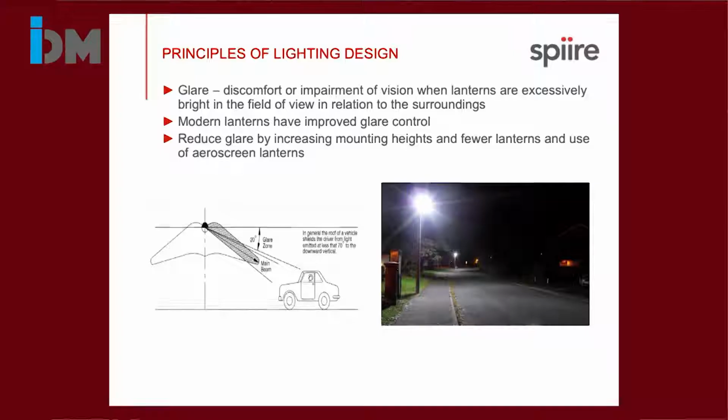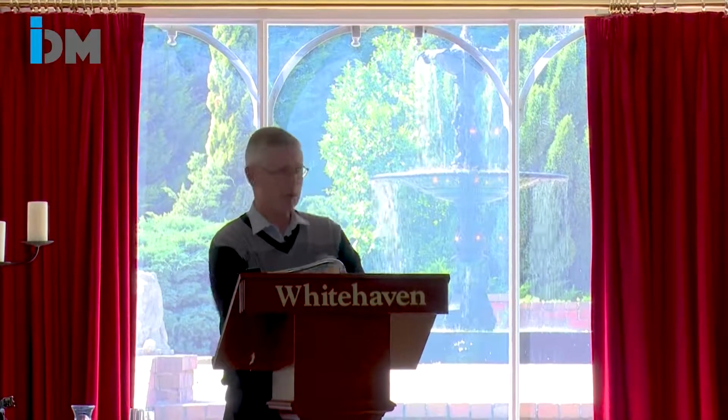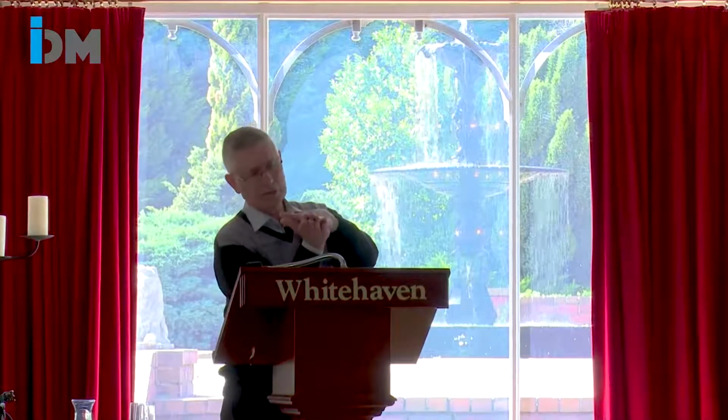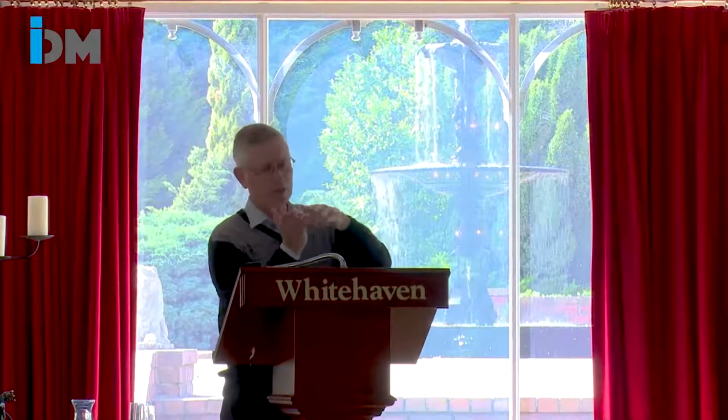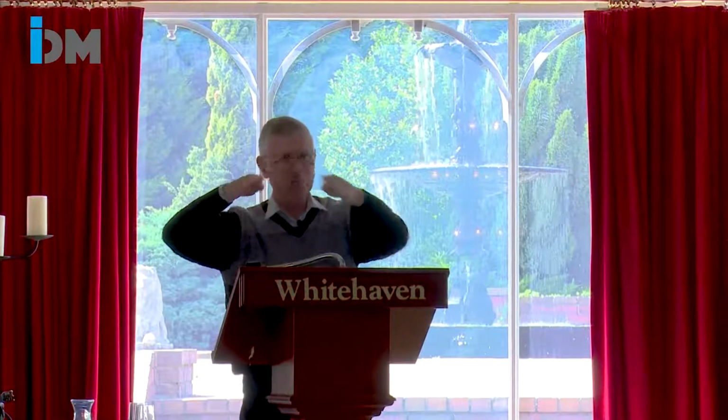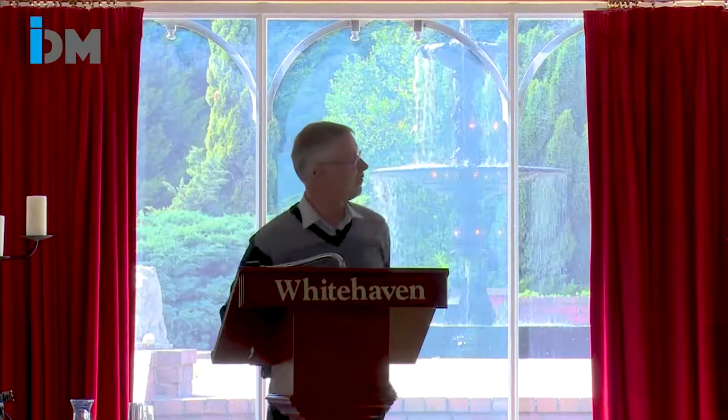And you can reduce the glare by increasing the mounting heights, with fewer lanterns. You can spread them out a little bit further depending on the lantern itself, and you can also use aeroscreen lanterns, which further recess the actual light emitting portion of the lantern into the housing so that there is a more distinct cut-off of the light emanating from the lantern itself.